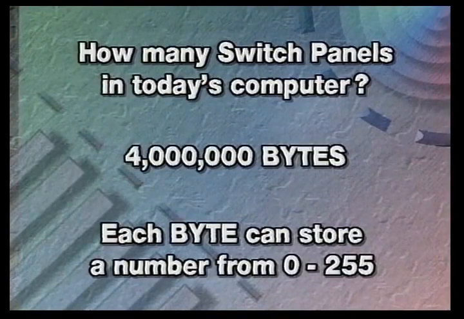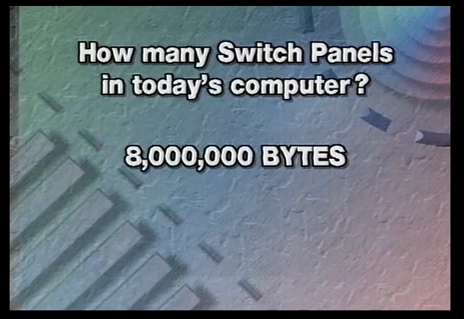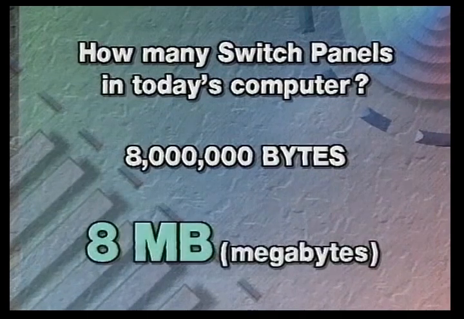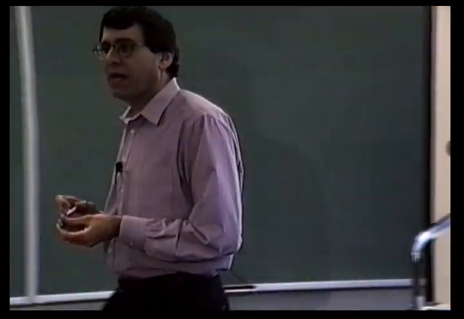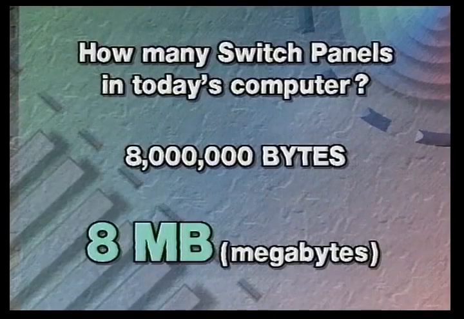You know, if you look at the sheets that we've handed out to you, you're going to find out that you're going to buy a computer with more like 8 million bytes. And we write this as 8 MB, 8 megabytes. Mega means million, 8 megabytes, 8 million bytes. That's how we write it.